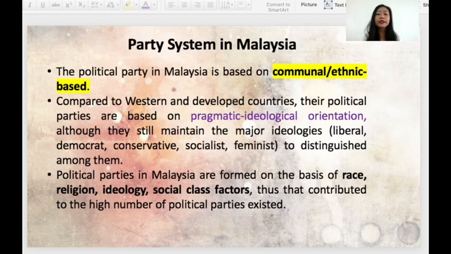Okay, the political party in Malaysia is based on communal or ethnic base. Compared to Western and developed countries, their political parties are based on pragmatic ideological orientation, although they still maintain the major ideologies such as liberal, democrat, conservative, socialist, and feminist to distinguish among them. Political parties in Malaysia are formed on the basis of race, religion, ideology, social class factors, thus that contributed to the high number of political parties existed.